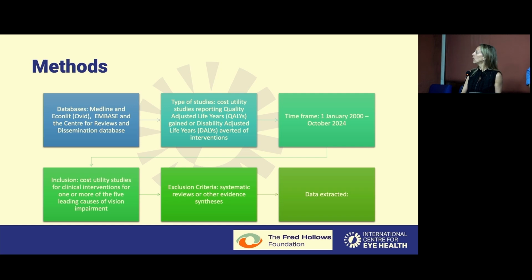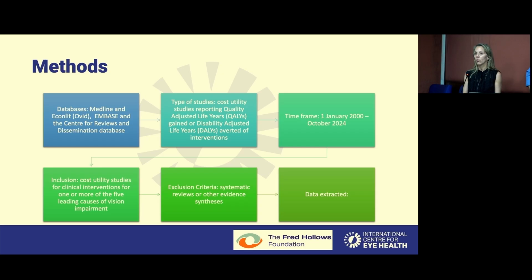So how did we do this? We followed the usual procedures for a systematic review. We searched studies in several databases, and we decided, like Jack explained, to include cost utility studies reporting quality adjusted life years and disability adjusted life years. Our time frame is up to 2024, so 24 years of research around this. The search strategy was constructed by an information specialist, which is very important because we used different databases.